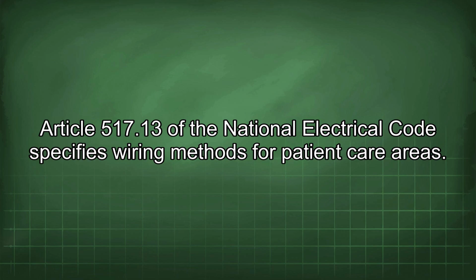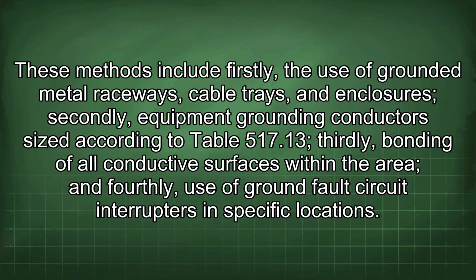517.13 of the National Electrical Code specifies wiring methods for patient care areas. These methods include, firstly, the use of grounded metal raceways, cable trays, and enclosures. Secondly, equipment grounding conductors sized according to Table 517.13. Thirdly, bonding of all conductive surfaces within the area. And fourthly, use of ground fault circuit interrupters in specific locations.